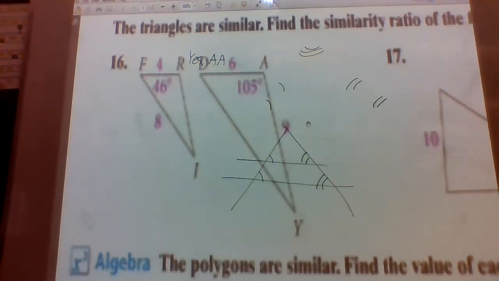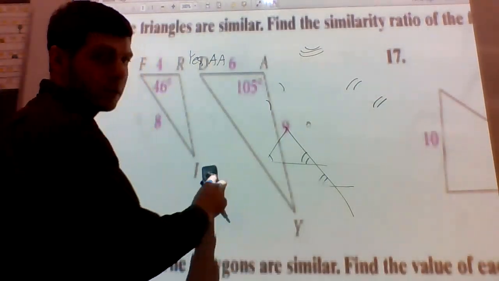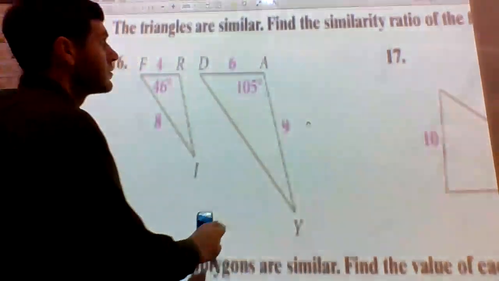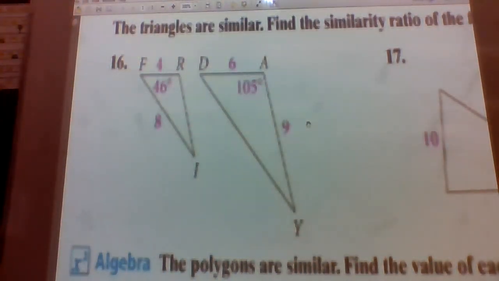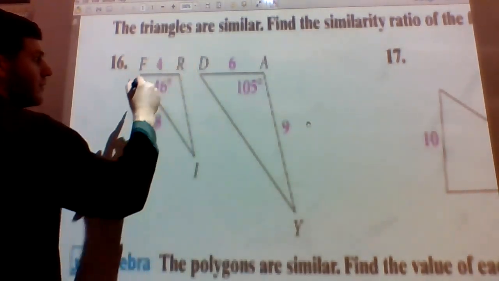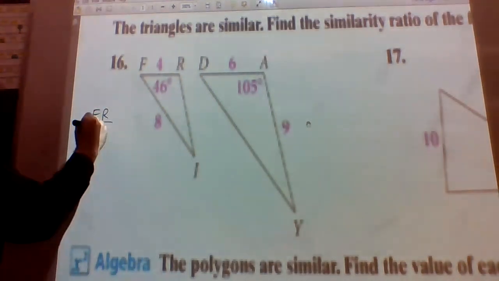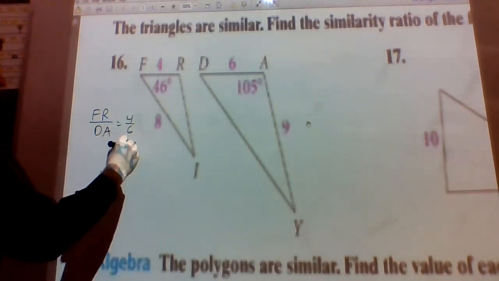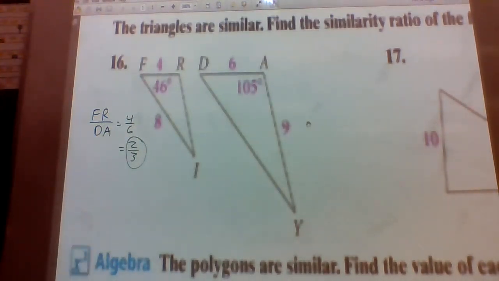Okay, the question tells us the triangles are similar. So if the triangles are similar, we know all the corresponding angles are congruent, and we know the sides are proportional. Okay, so it's asking us to find the similarity ratio. Do we have any corresponding sides where we know the information for both? Yes, we do. We have FR over DA, which is 4 over 6. We know 4 over 6 reduces to 2 over 3. So our similarity ratio there is 2 over 3.